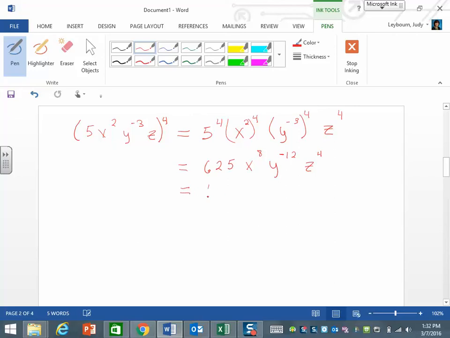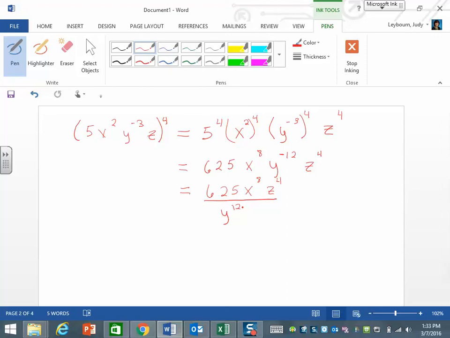So everything, or each factor, could stay in its present location except for the y to the -12. And for that one, again, the negative sign says take the reciprocal. So now the y is in the denominator, and now to a positive 12 as an exponent.